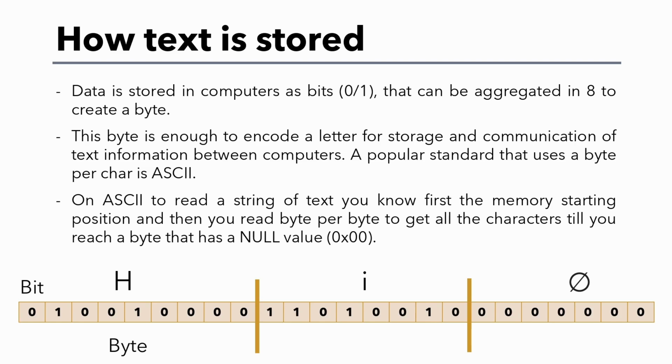In order to use this standard, you first need to know the text starting memory position and then read byte per byte till a null value. A null value is just a byte where all bits are 0. As you can see in the example below, a simple "hi" can be encoded in 3 bytes with the bits in the values that I have defined in the yellow boxes. But how do we know these values?